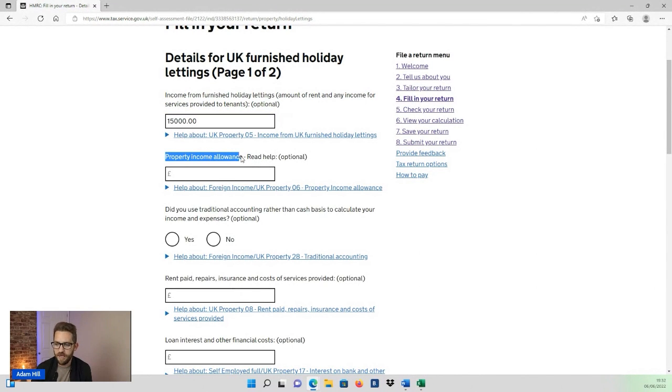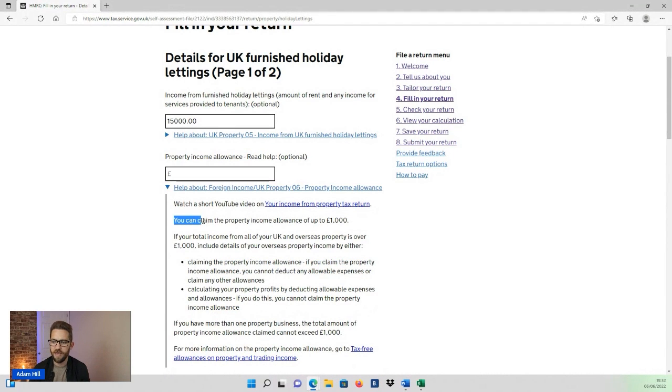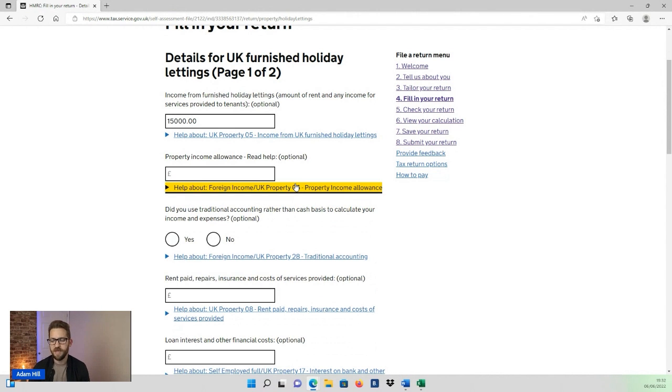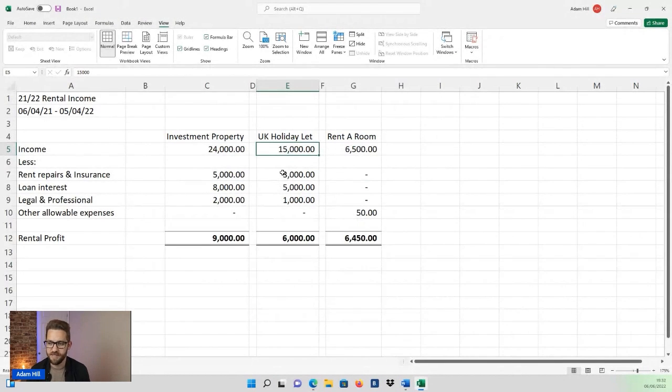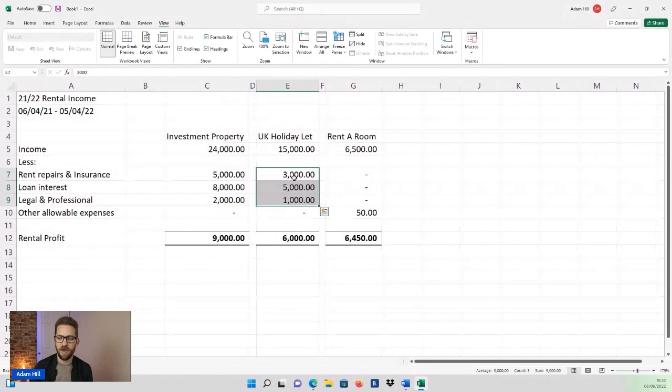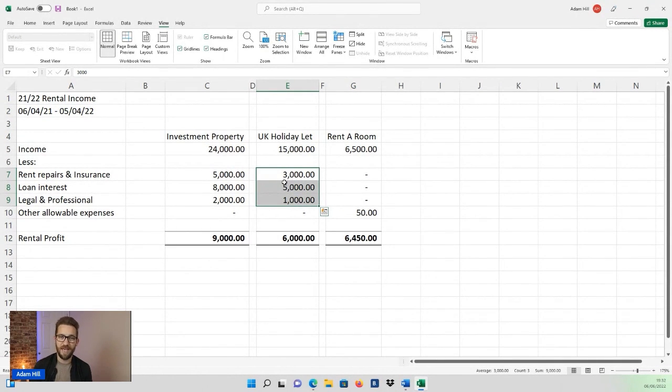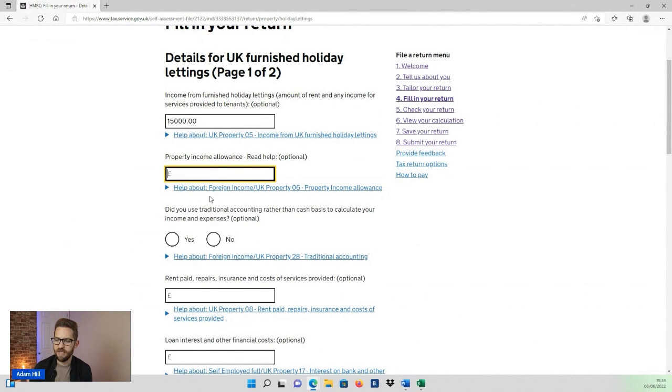The property income allowance is currently £1,000, and you should be able to get the detail below that. You can claim up to £1,000. However, the property income allowance steps in place of my expenses. So you would only claim the property income allowance if your total expenses were less than £1,000. Otherwise, I've got to give up my £9,000 of expenses that I've got here just to claim a £1,000 property income allowance. So it's not beneficial. I'd have a much higher tax bill. In this case, we're going to leave that one blank.